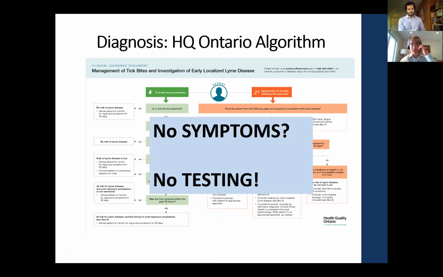Essentially, if they don't have any symptoms, you really don't want to do any testing, because there's no need to do that, and the testing, although very specific, you might end up getting a false positive.